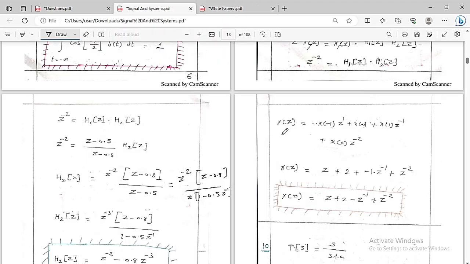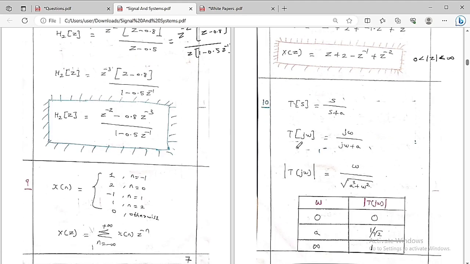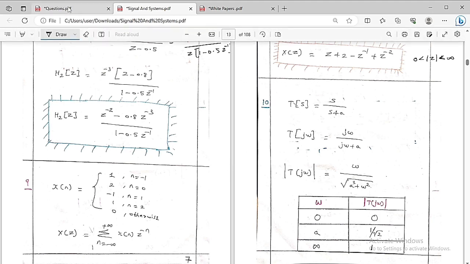Suppose if they ask for the ROC, then we can write the ROC as everything except 0 as well as infinity. The remaining part is the ROC. So we can write it like this. Always keep in mind the z-transform form: X(z) is equal to the sum from n equals minus infinity to plus infinity of x[n] z to the power of minus n. So this is the correct solution of this question.